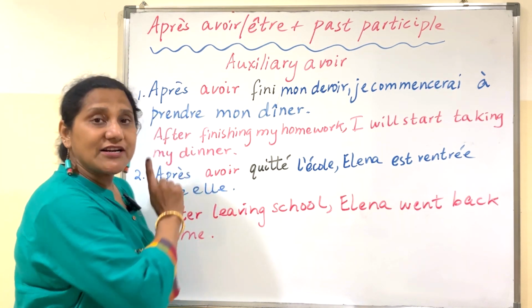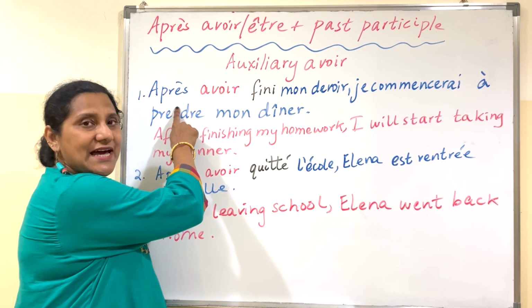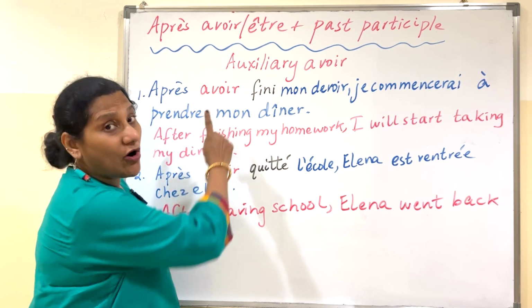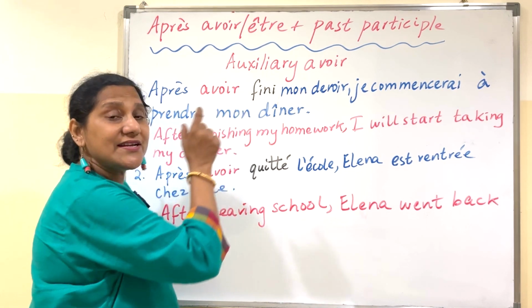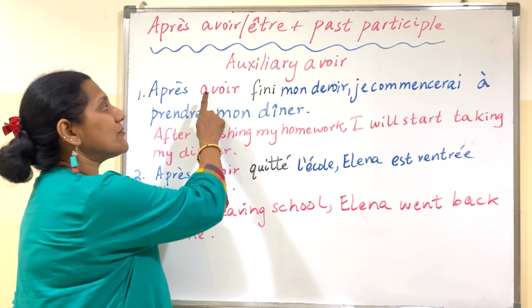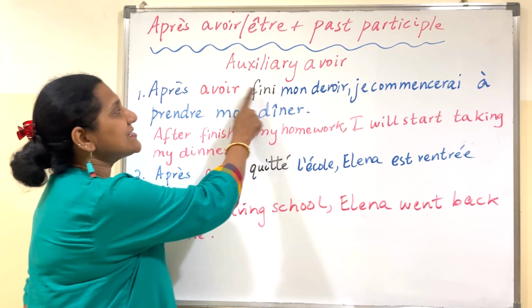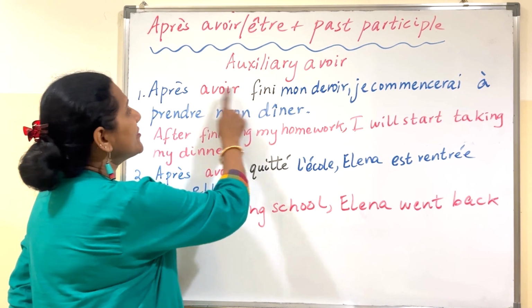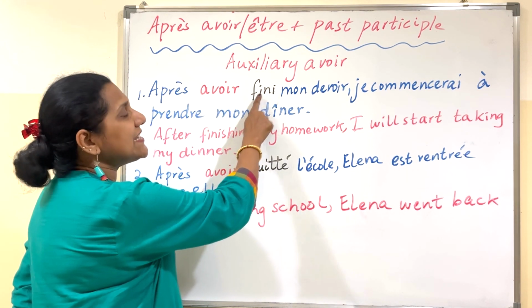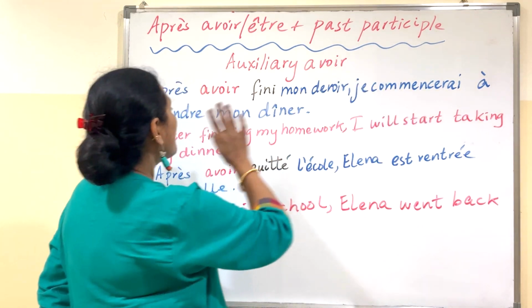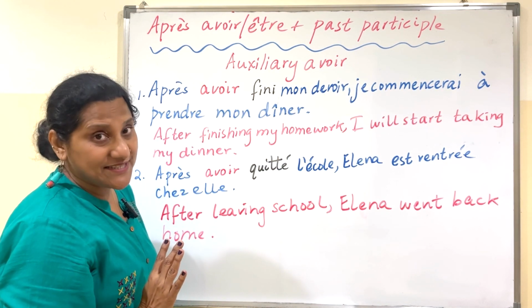So look at the structure here. It's après plus avoir or être, because the verb finir takes auxiliary avoir. We're going to use avoir plus past participle, and you are going to conjugate it here. You can see: après avoir fini mon devoir, je commencerai à prendre mon dîner.